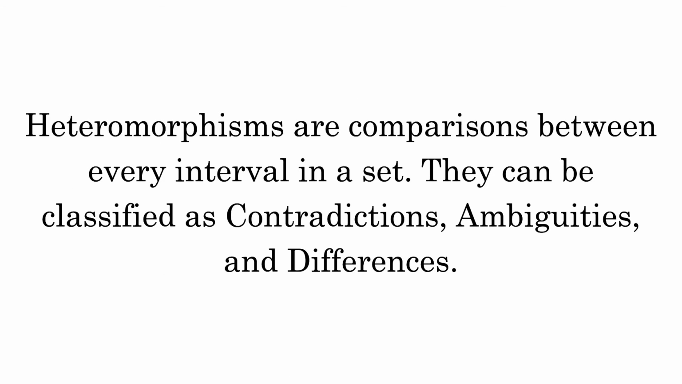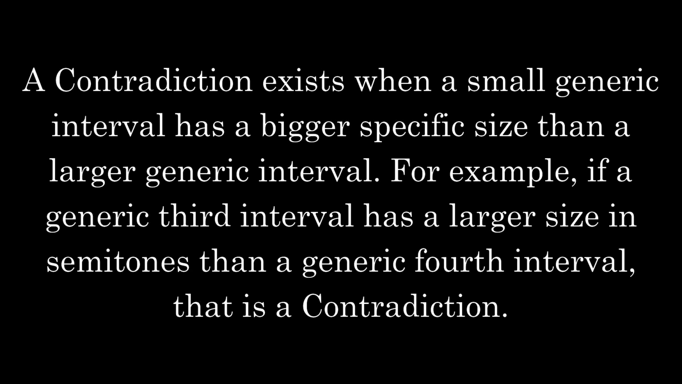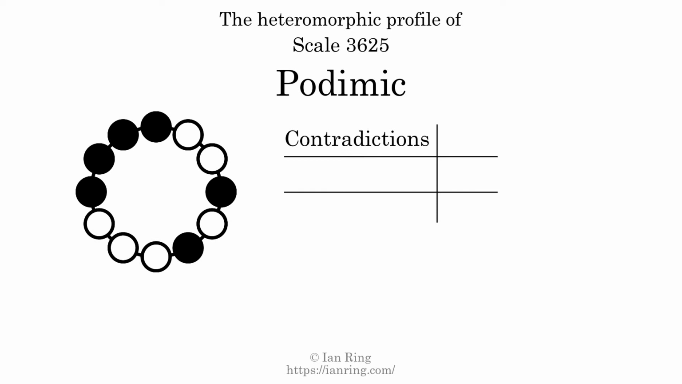Heteromorphisms are comparisons between every interval in a set. They can be classified as contradictions, ambiguities, and differences. A contradiction exists when a small generic interval has a bigger specific size than a larger generic interval. For example, if a generic third interval has a larger size in semitones than a generic fourth interval, that is a contradiction. The number of contradictions in this scale is 20.